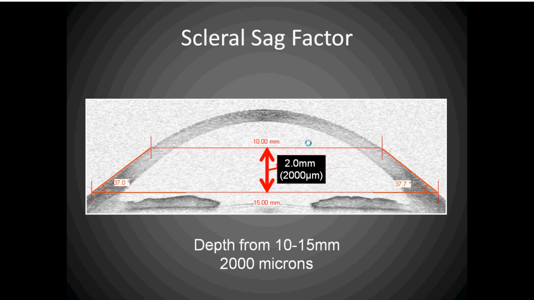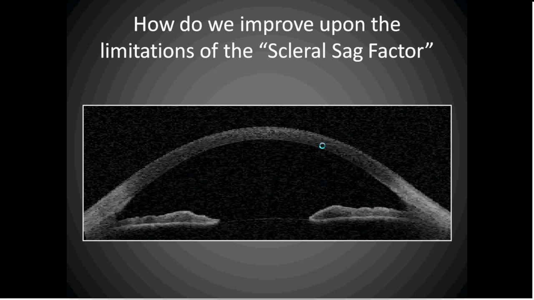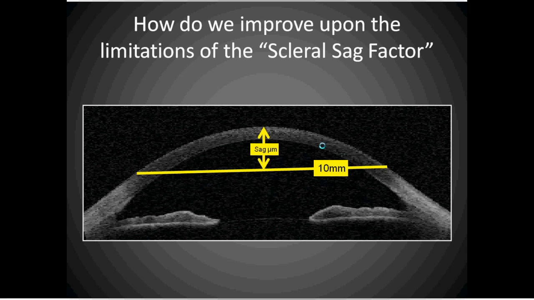However, if the angle of the peripheral cornea and sclera that forms between that 10 to 15 millimeter chord is higher or lower than that average 38 degrees, then the scleral sag factor may not be accurate for 100% of eyes. To improve upon the error that may exist by using the scleral sag factor in some eyes, the Medmont topographer is able to calculate the corneal sagittal depth to a 10 millimeter chord, but also to determine the angle that forms at that 10 millimeter chord 360 degrees around.